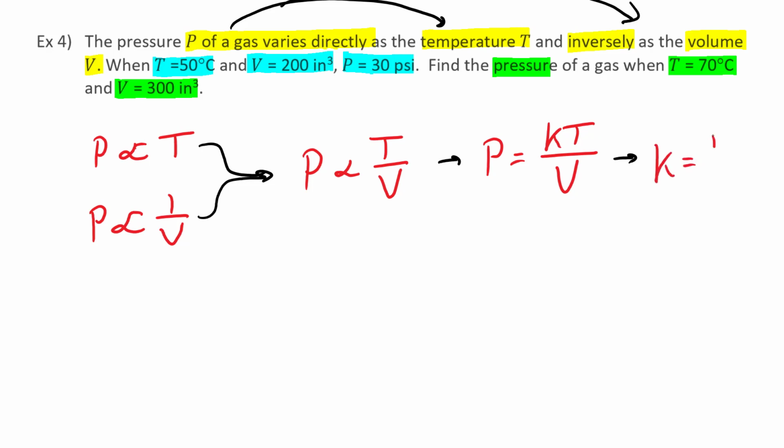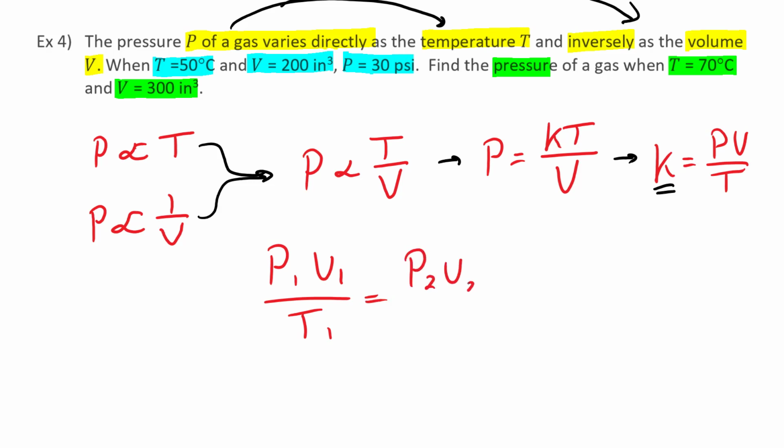K is equal to PV over T. If I knew what P, V, and T were, I could solve this. I have that now, I could solve for K. However, what I'm going to do here is use our 2-point proportionality to solve this. Let's build an equation. So this is a constant. So if I have a pressure and a volume and a temperature, and I have a different situation, those two things are equal.